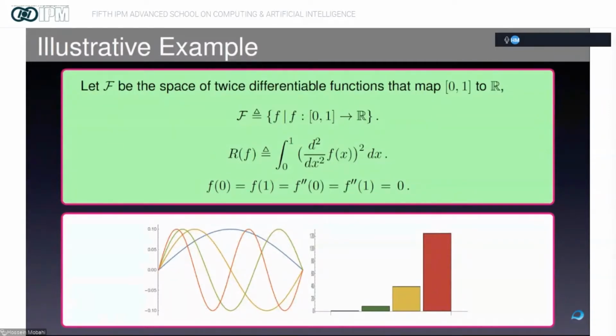I can say I prefer smoother f's, so I'll penalize the second derivative of f. Because if you have bumps, the derivatives are large. Maybe it's easier to say it this way: if you have flat functions, then the derivative is 0. If you have a straight line, the first derivative is 0.